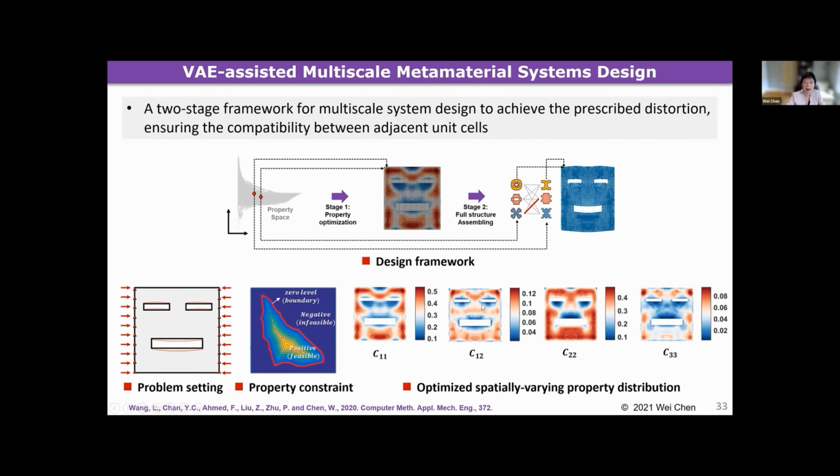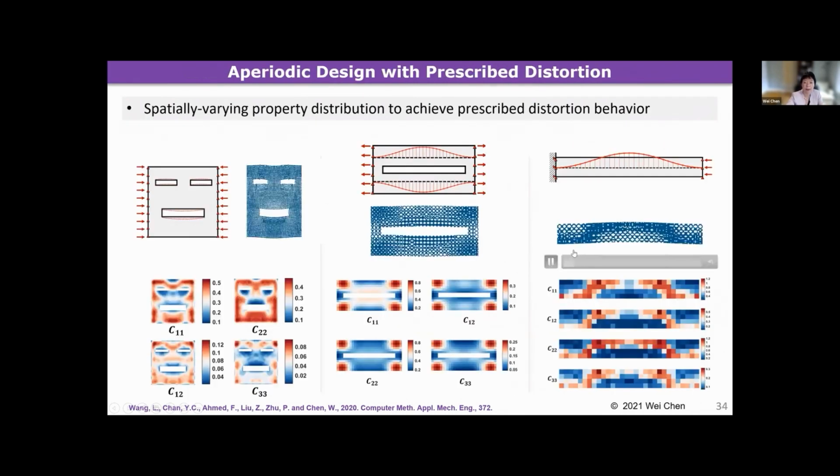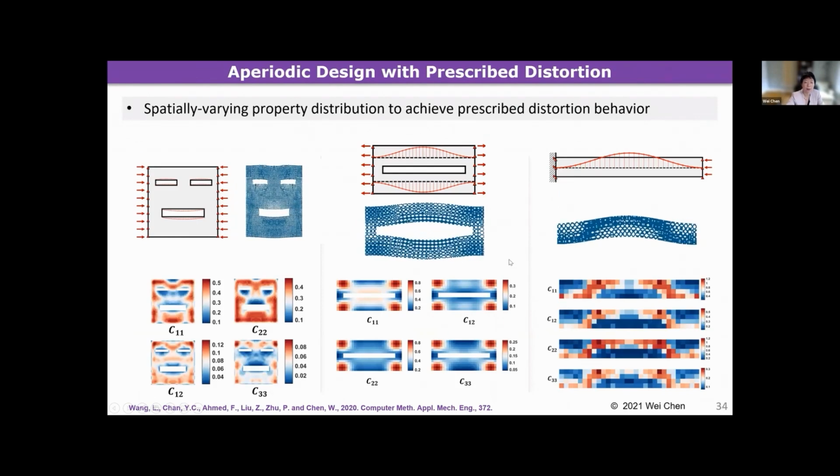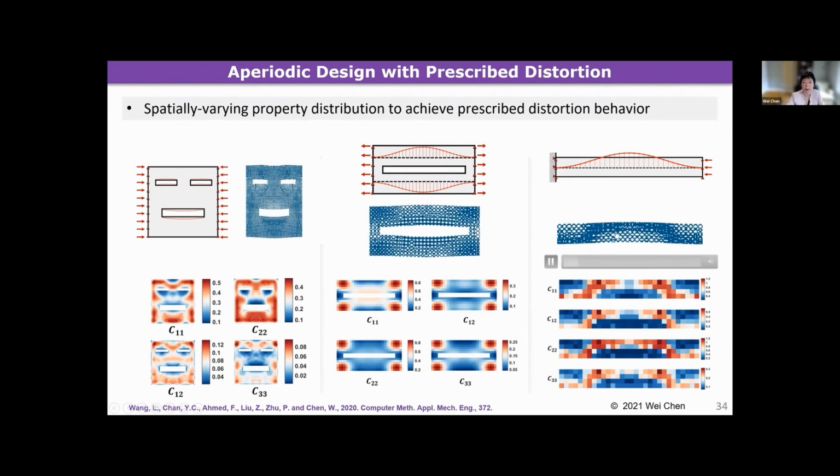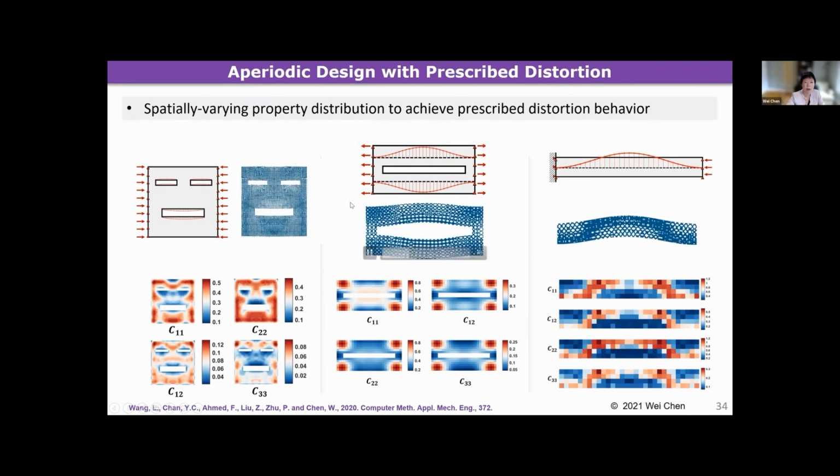But this is a smiley face example, right? You could actually use this one to accomplish the desired distortion. So when you apply the load, it can change from a crying face to a smiley face. And here are a few more examples that you can see that we can use aperiodic microstructure design at different locations, with different unit cells, to accomplish very different distortion behavior.